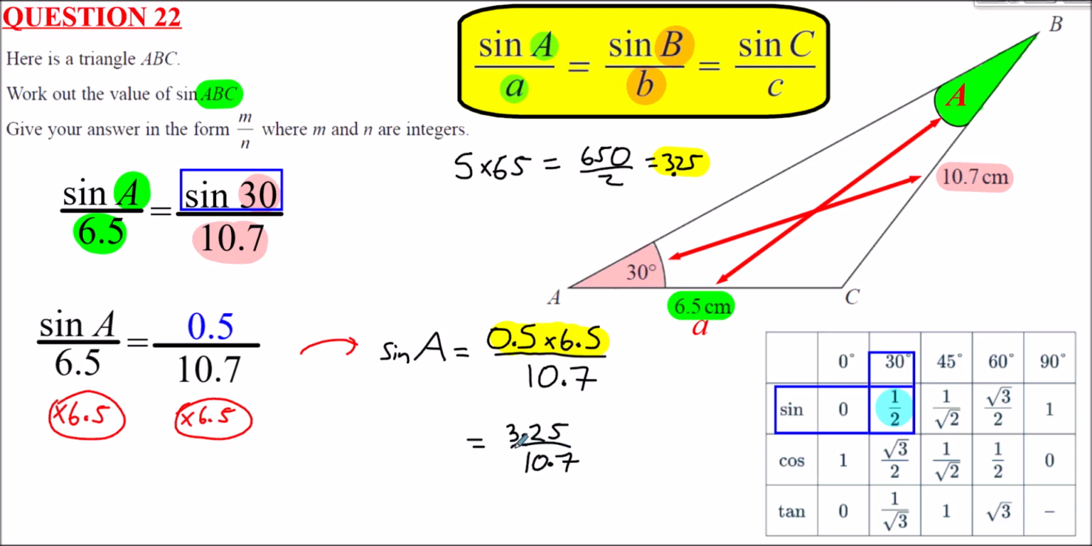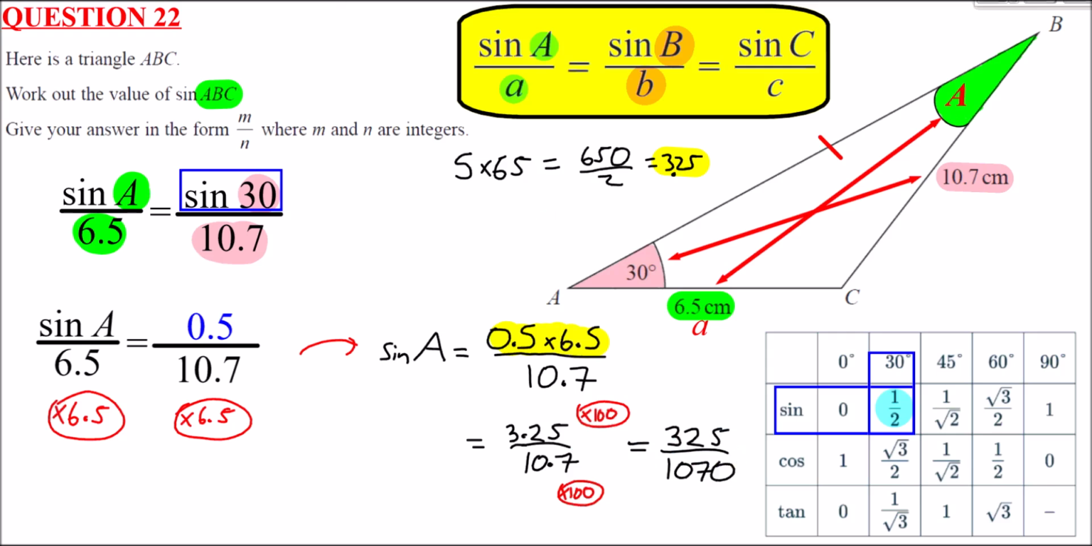However, we're asked very clearly to give m and n as integers. These are decimal numbers. So to get both of these values as integers, I'd need to multiply both by a certain value. I'm suggesting the easiest thing to go for here is multiplying both by 100. So if I multiply the bottom by 100 and the numerator by 100, we get it in the form 325 at the top, because 3.25 multiplied by 100 is 325, and on the bottom it would become 1070, because 10.7 multiplied by 100 gives us 1070.